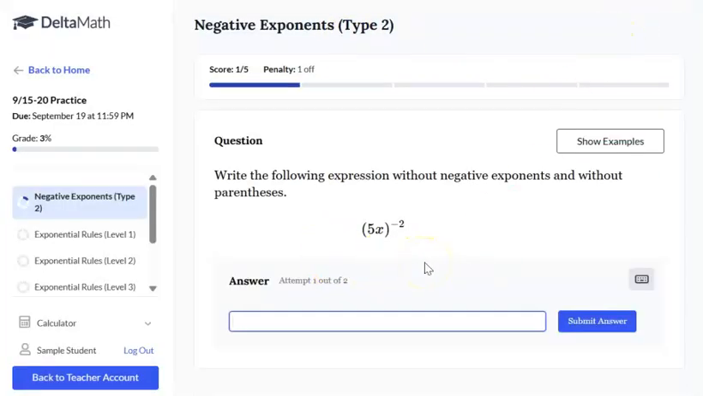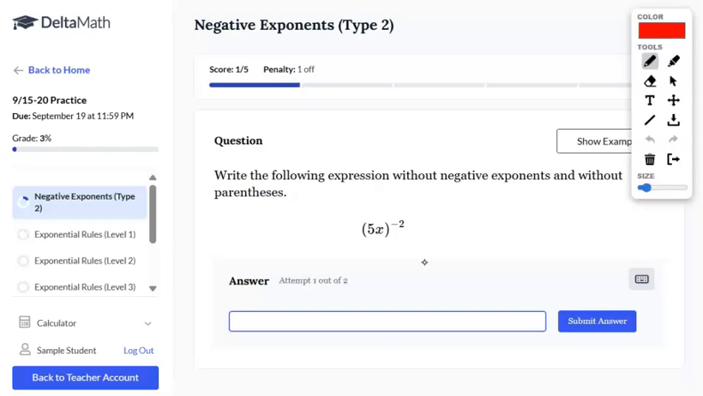This one is very similar. The main difference between this one and the last one is that the exponent is a 2. Currently, this could be written as a fraction by putting it over 1. Now the entire set of parentheses will be moved to the bottom of the fraction. So 5x squared moves to the bottom. Notice that once I moved it to the bottom, it was no longer negative.